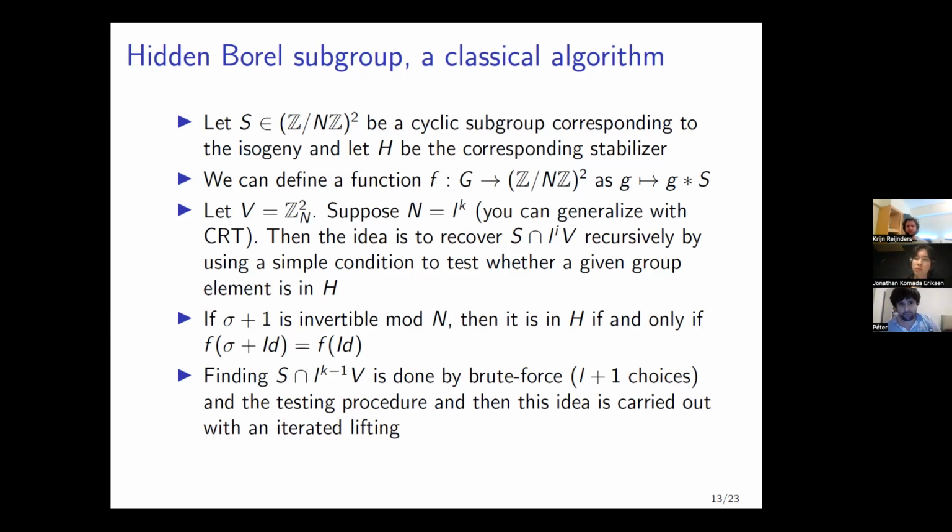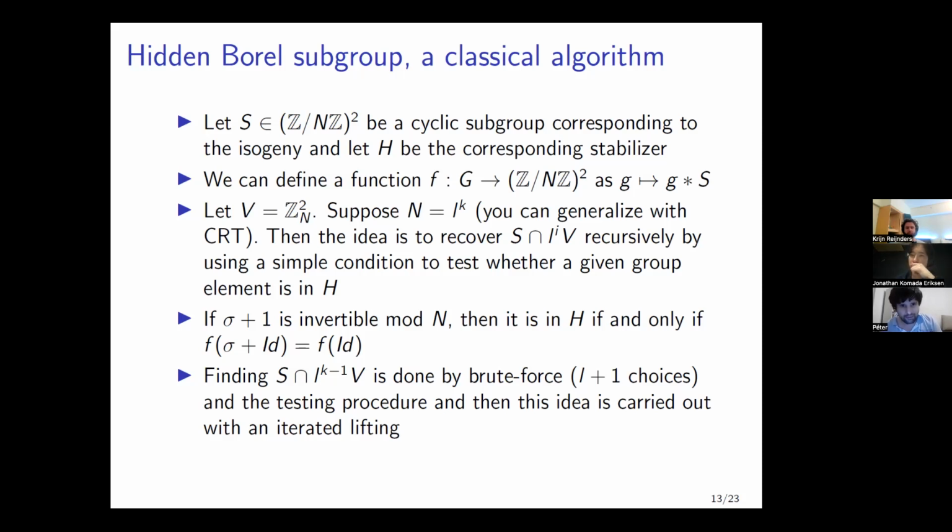And the key lemma is a very simple lemma that you can use for testing whether an element is in H or not. That lemma is that if you have an element sigma, and sigma plus 1 is also in the group, so it's invertible modulo n, then sigma is in H if and only if f, which is the hiding function, so it's just a natural function that you associate to this group action by fixing an element S and then mapping g to g star S, satisfies f of sigma plus 1 is the same as f of 1.